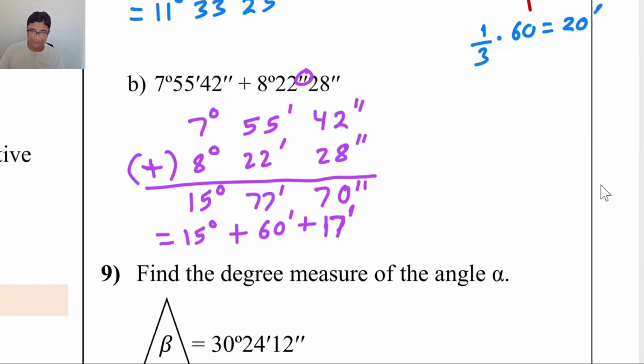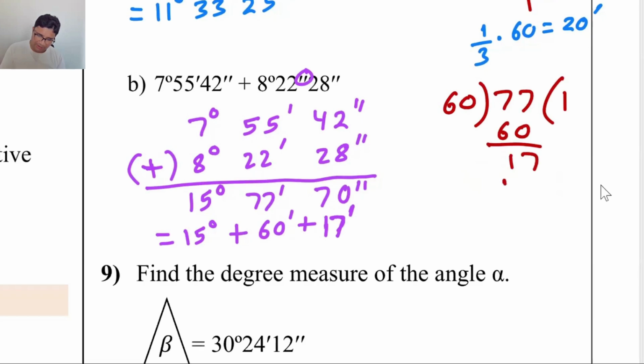Or you can divide that 77 by 60, times 1, and the remainder is 17, right? So until you get a remainder which is less than 60, you can continue that division process. What you get here, the quotient, is your degrees. So that 60 minutes now will become 1 degree, right? This is the quotient here.